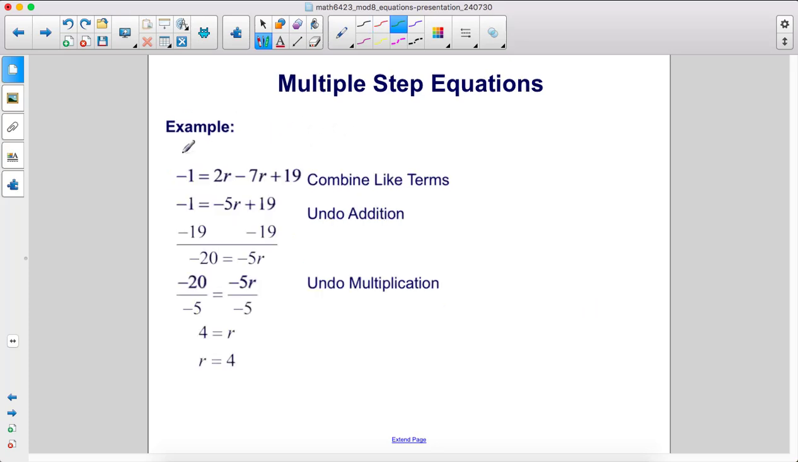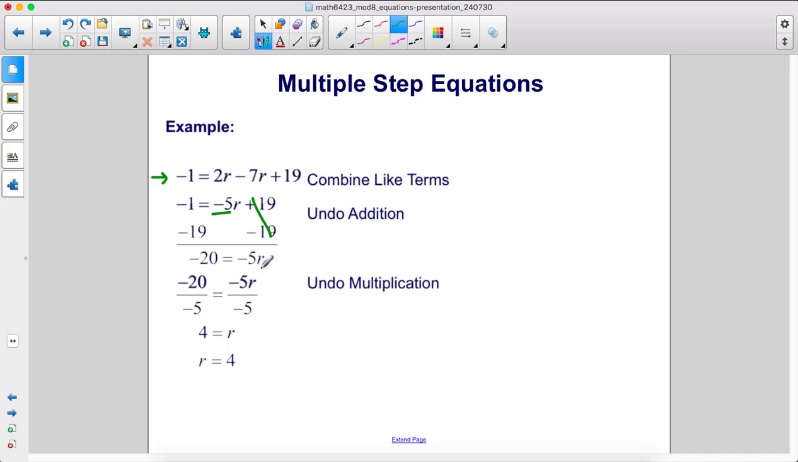Here's another example. So we're starting here. We have some like terms. We have 2r and negative 7r. So those combine to negative 5r. And then we're going to try to get r by itself. The first thing we're going to do is undo the addition. So we're going to subtract 19 from both sides. That gives us negative 20 equals negative 5r, because the 19s go away on this side.